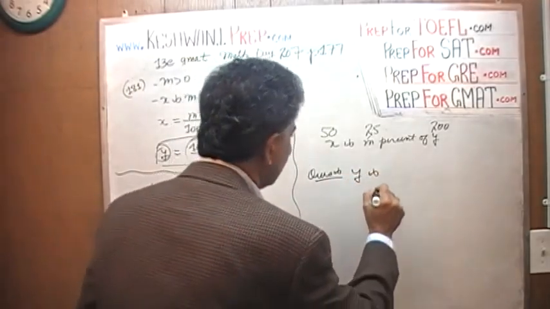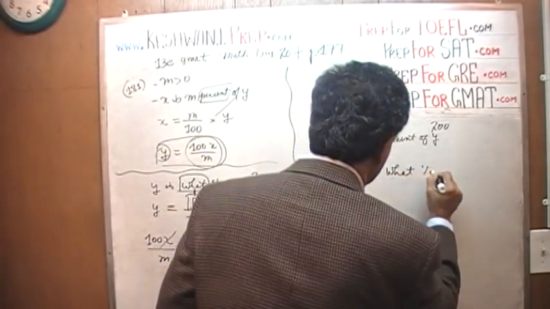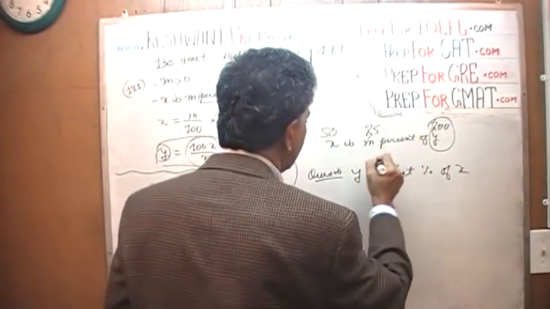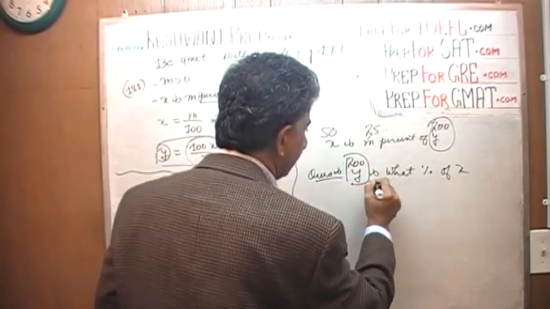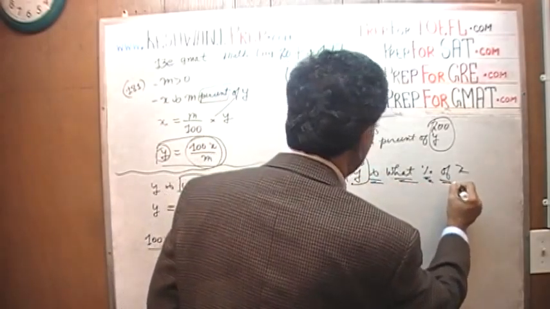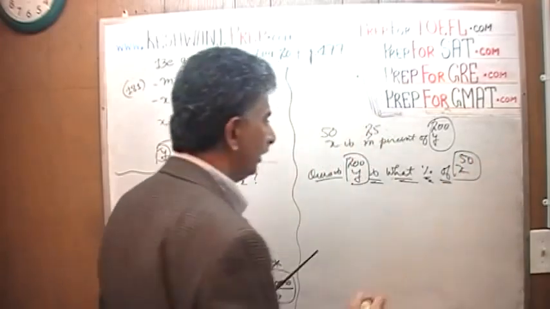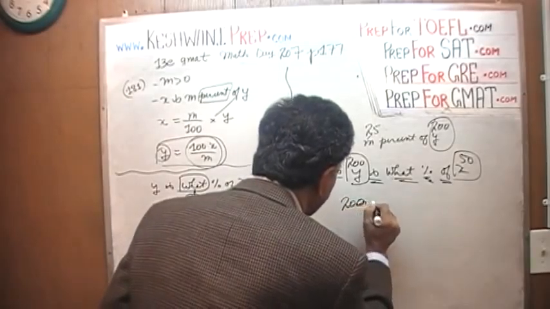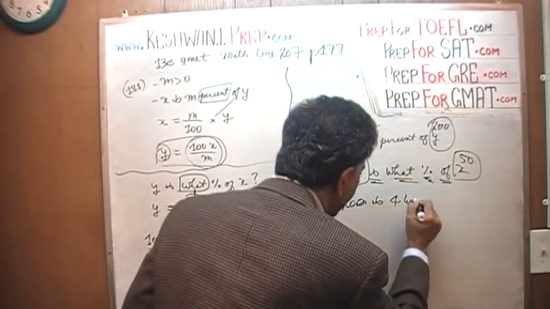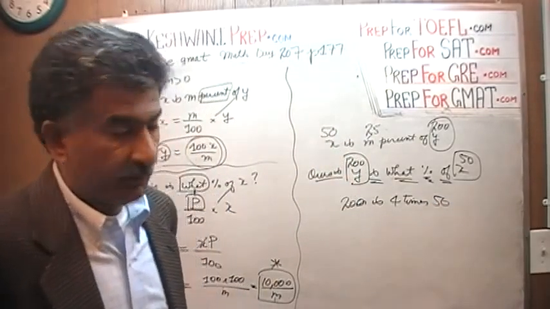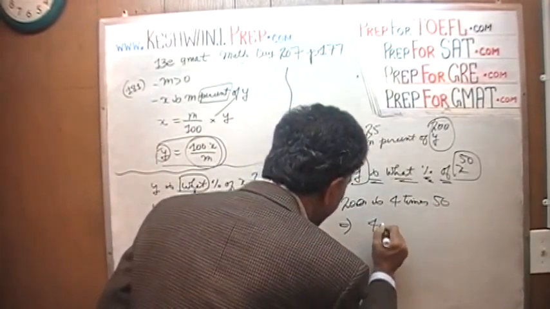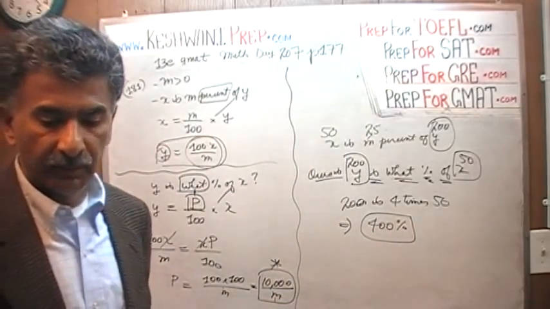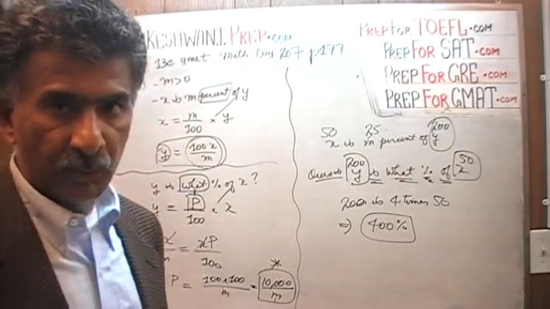Why is y what percent of x? So we substitute our numbers. Our y is 200. So 200 is what percentage of 50? Can you tell me? 200 is 4 times 50, obviously. If it's 4 times 50, that implies that it is 400%. That's our answer. That's our punchline. The answer is 400%.